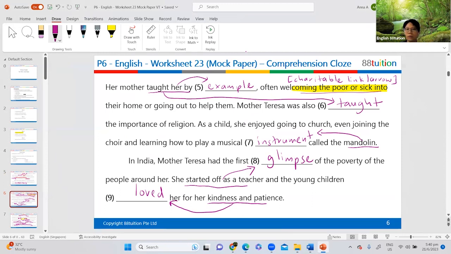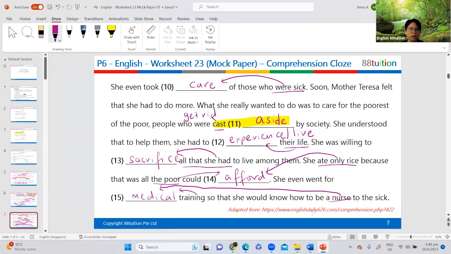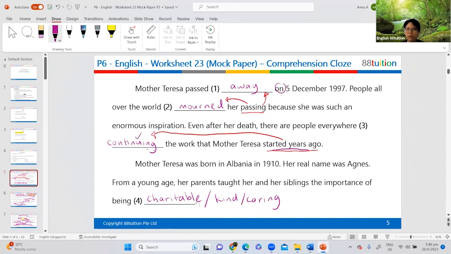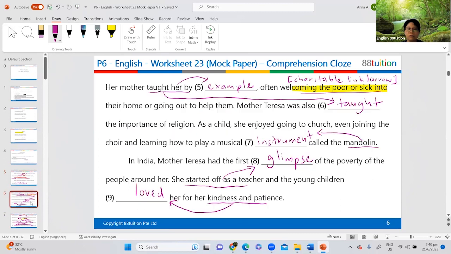Okay, often welcoming the poor or sick. So see, welcoming the poor and the sick. So therefore, this goes back. When we go back, welcoming poor and sick, right? If you want to talk about linking, because it's a PowerPoint slide, right? So for this one here, where's the link? The link is in the next paragraph, which is welcoming poor or sick into their home. Mother Teresa was also taught, because it's taught by example, right? So taught again the importance of religion.